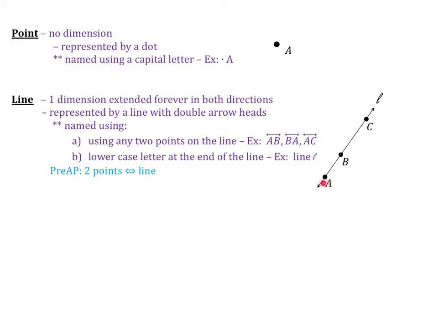So for example, AB, or we could do it backwards, BA, or A to C. And whenever we write it, we draw a little mini version of the line above those 2 letters. Or you'll see in some cases there's a little cursive lowercase letter at the end of the line, and so in this case we would call it line L.